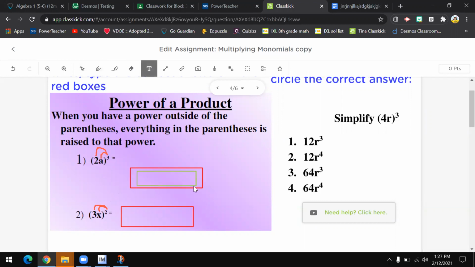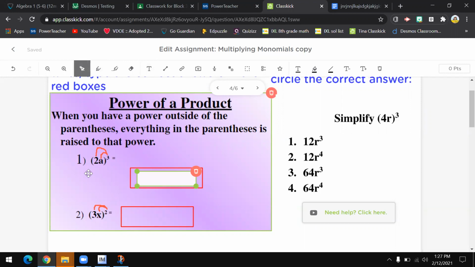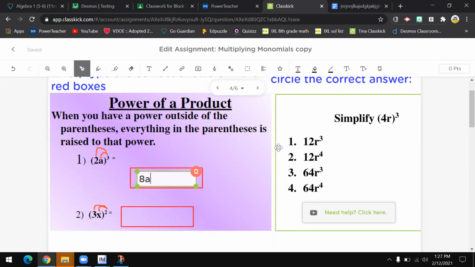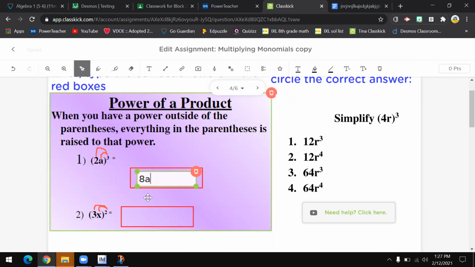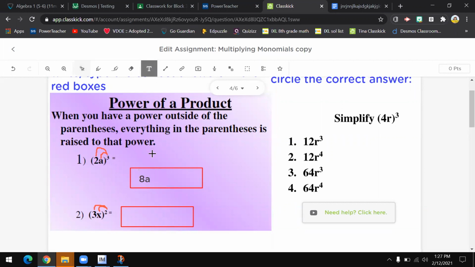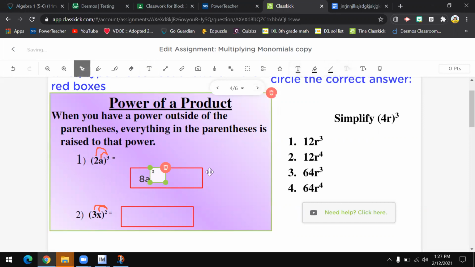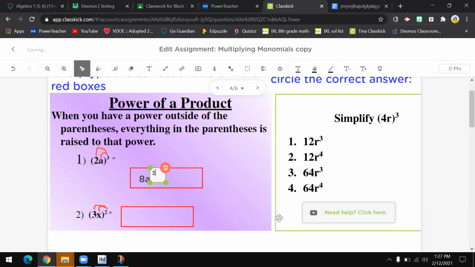So for this one, 2 cubed is 2 times 2 times 2. So 2 times 2 times 2 is 8. And then we just have a cubed. And I'm going to do the little ones again because it just looks so much nicer. Oh, maybe not that little.